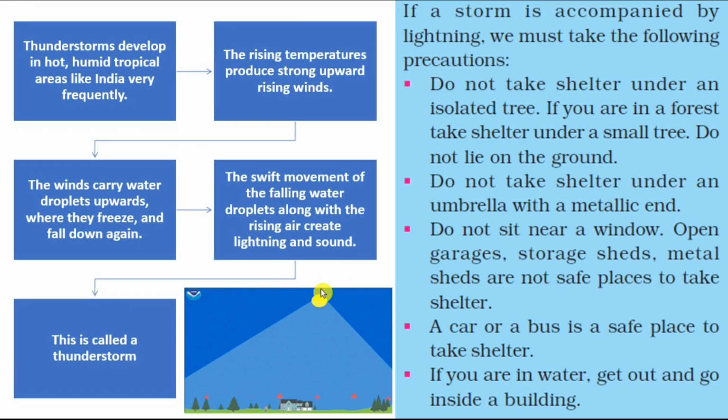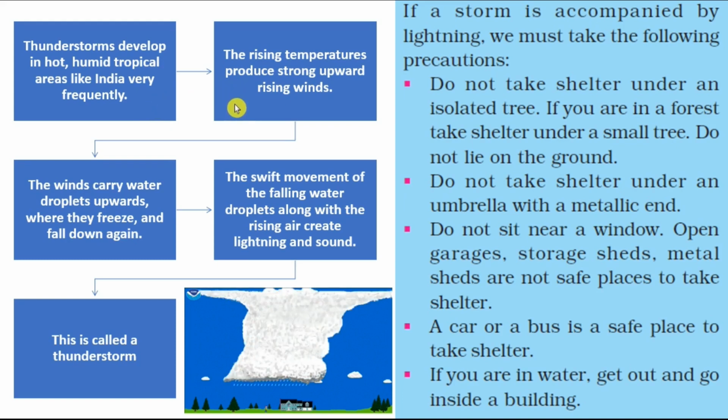Now let's talk about the development of thunderstorms. Thunderstorms develop in hot, humid and tropical areas. India is a perfect example, the coastline of India, a perfect example of this climate. Rising temperatures produce strong upward rising winds. The temperature increases, the winds go upwards. And these winds also carry water droplets upwards.